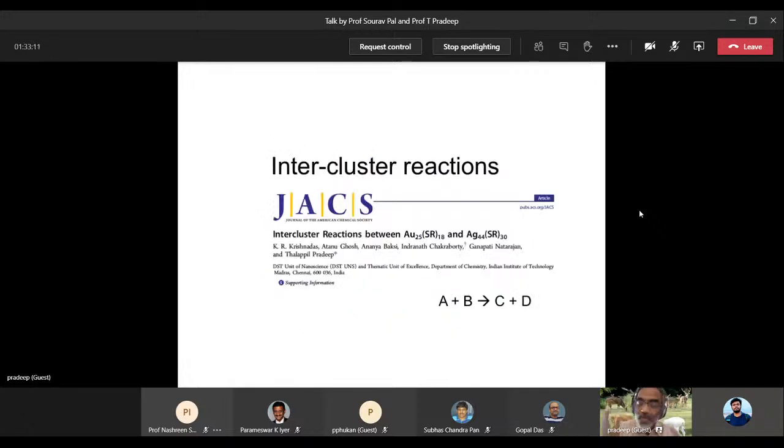So when you have molecules of this kind, we were interested in asking this question: can I have a chemical reaction between two clusters? Here is a cluster, here is another cluster. Is it possible to write a chemical reaction between them? Obviously, this question is central to nanoparticles. If nanoparticles or clusters are molecules, they should show molecular reactivity similar to molecules.